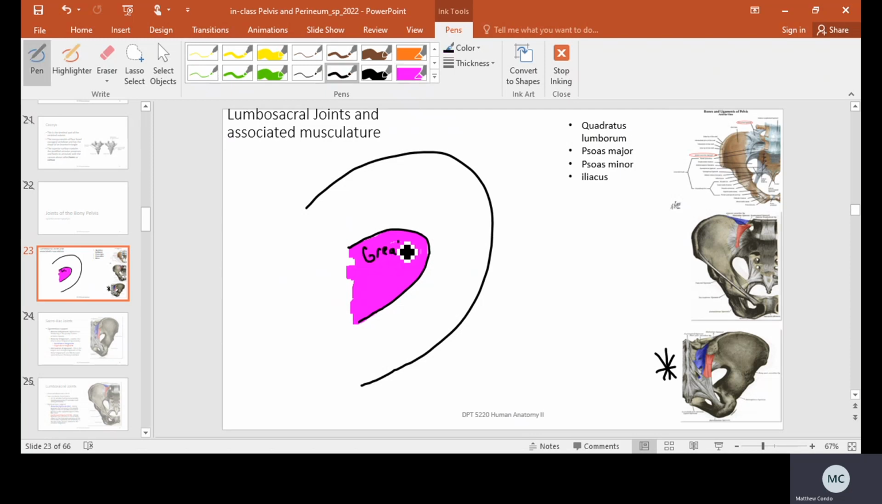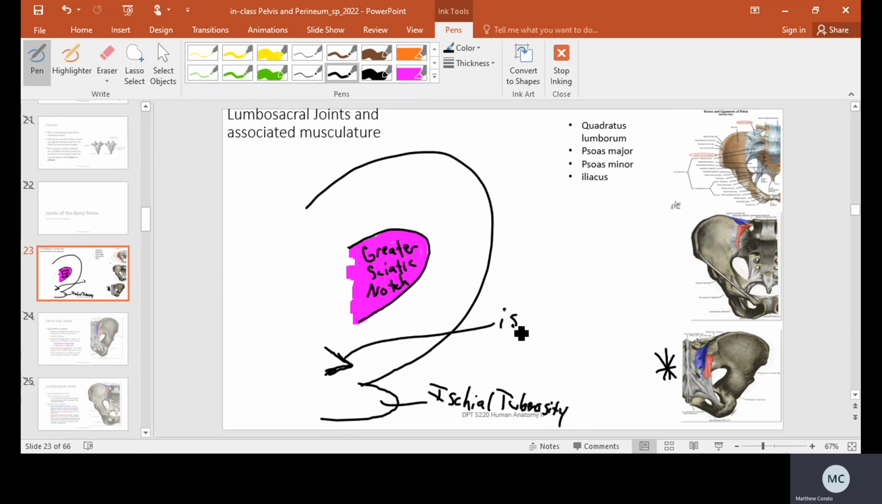This is going to be my greater sciatic notch. This guy down here is going to be my ischial tuberosity. And then I'm also going to have a little outcropping, which is going to be my ischial spine. So obviously this is going to be one half of my pelvis.